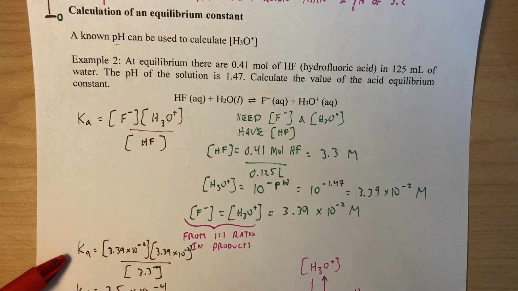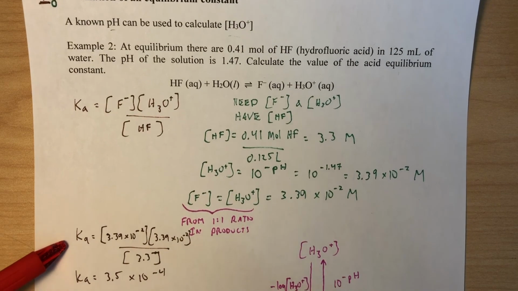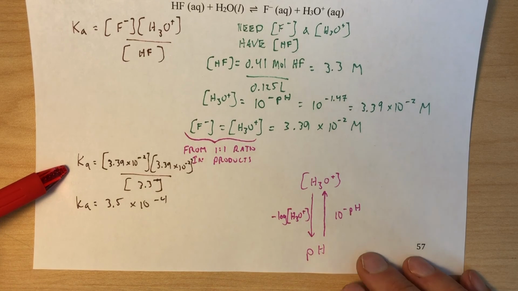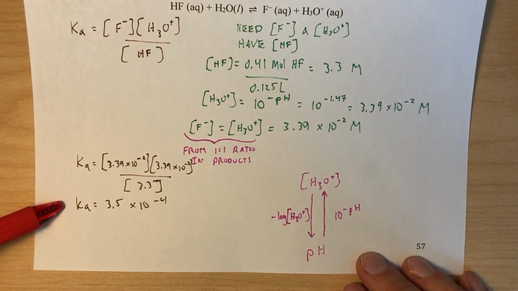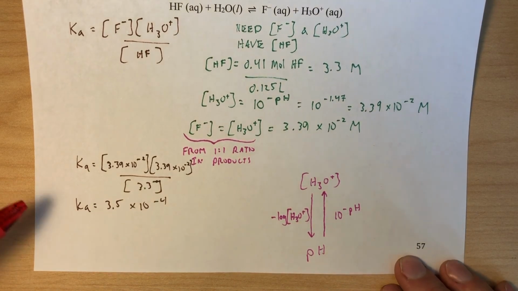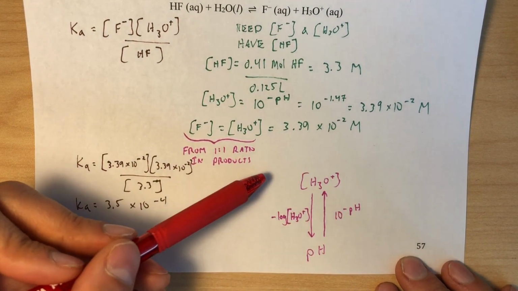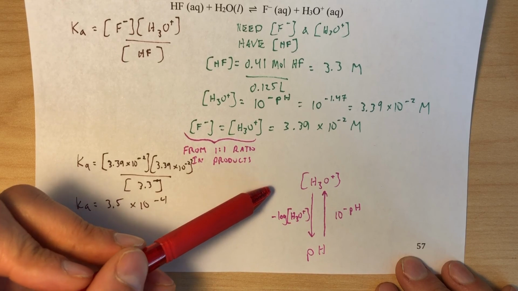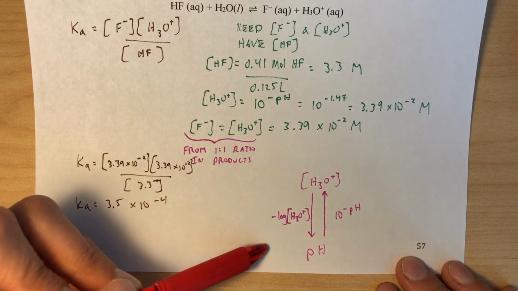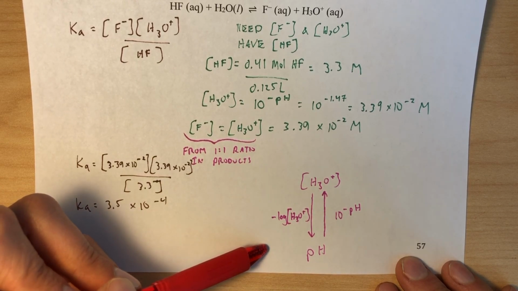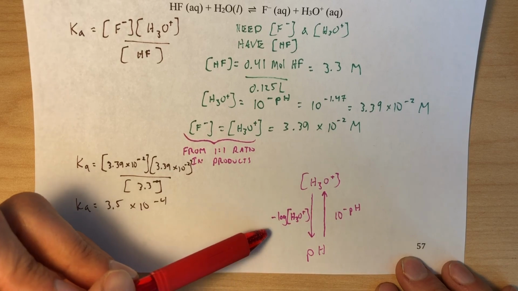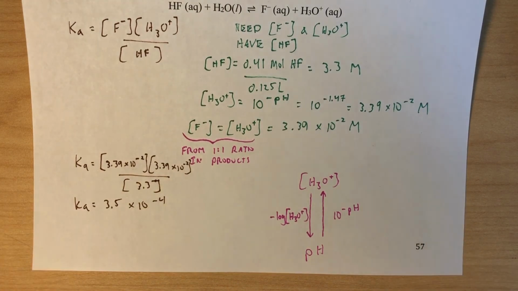We now have all of our components to solve for Ka. So we plug in those values and we calculate that Ka is equal to 3.5 times 10 to the negative 4. To summarize down at the bottom, we can go from hydronium to pH by taking the negative log of hydronium to get to pH, and we can go from pH to hydronium by doing 10 to the negative pH is equal to the hydronium concentration.